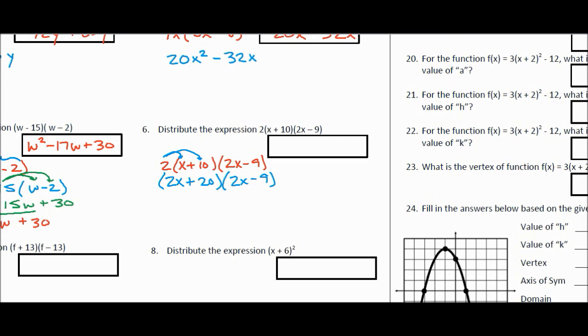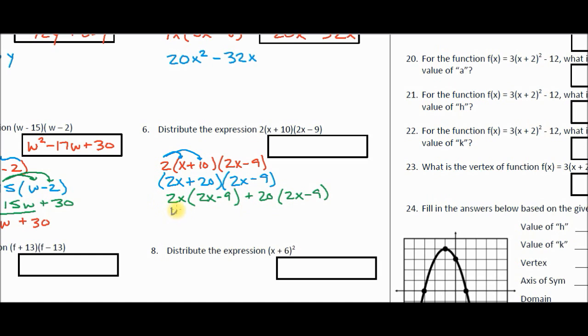Let's go ahead and do this. So we take the first term of the first binomial, 2x. We multiply it times the whole second binomial. And then we take the plus 20 from the first binomial, and we multiply that by the second binomial. Now we're going to just go ahead and distribute the monomials into the binomials.